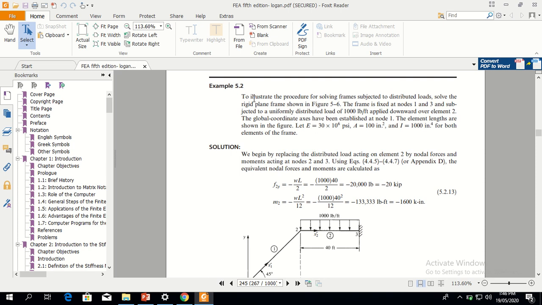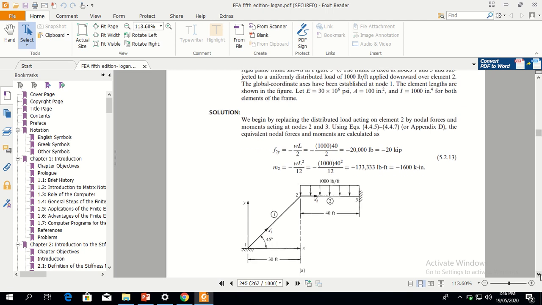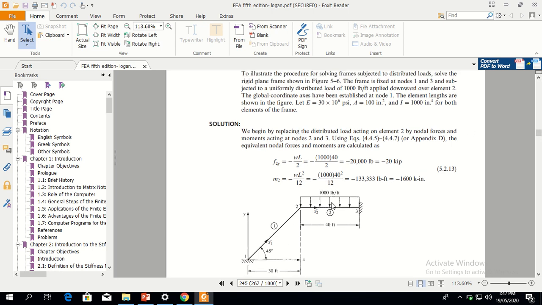Example 5.2. In this example, we will solve it for frames subjected to distributed load. Solve the rigid plane frame shown in figure. This is a rigid plane frame. Plane frame means it is composed of two beams which lie in the same plane, and the force acting is also in the same plane.